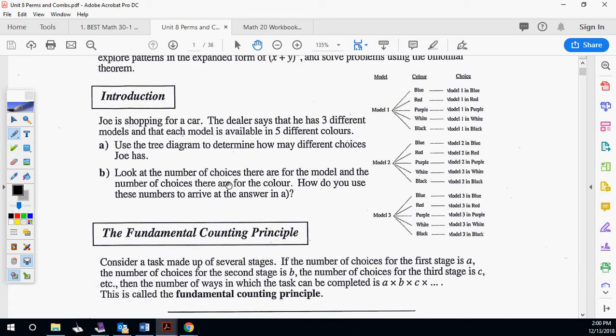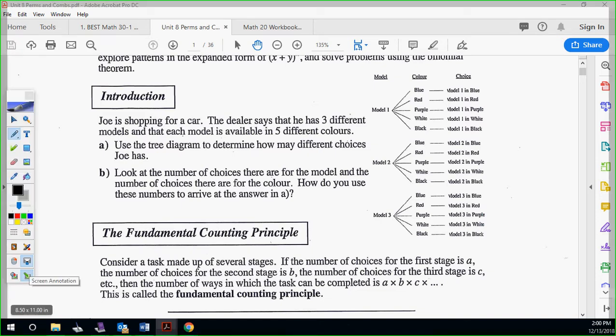So the first thing we're going to look at here, just the introduction, and I tried to draw it last class, and I won't for this one because the tree diagram is a little bit tedious, but I think you guys get the idea of it. Joe's shopping for a car. The dealer says he has 3 different models and 5 different colors for each model. Use the tree diagram to determine how many different choices Joe has. So in terms of tree diagram, how do we figure out how many choices?